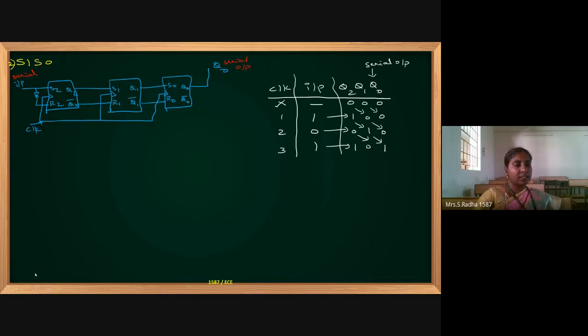Yes, the analysis now, if you see, we are taking serial output. Only 1 bit of output is there. After the first clock pulse, output is 0. After the second clock pulse, you are getting one more 0. After the third clock pulse, you are getting 1 as the output. Now still 101 is not received at the output.